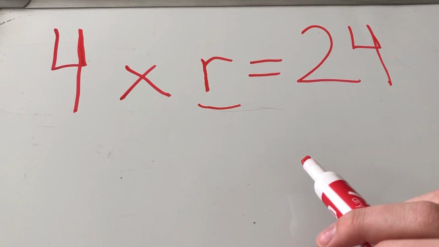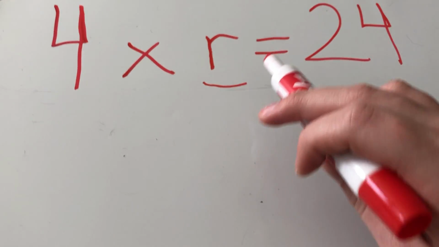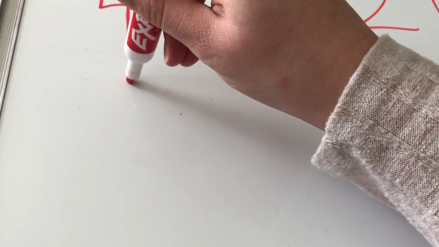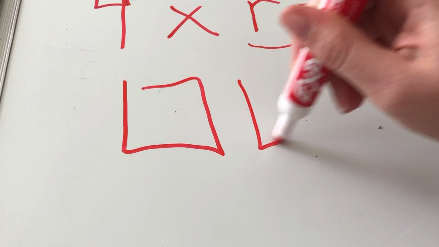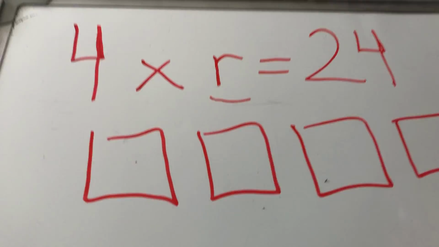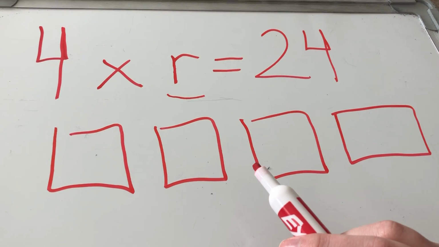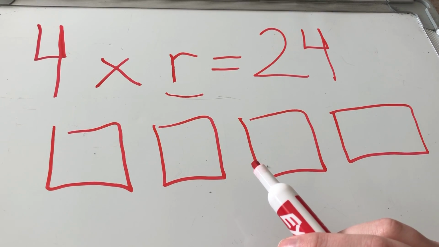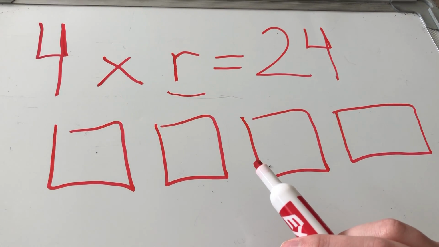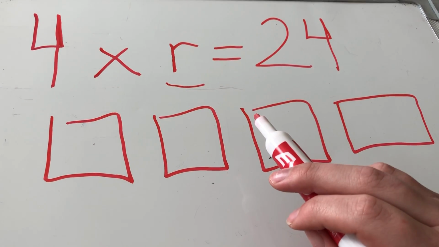So I'm thinking, I know we have 4 groups of Ritz. So how many equal groups do we have? Exactly, 4 equal groups. We have 4 equal groups. And what number are we getting? What number do we have total? The 4 equal groups gives us 24 total.